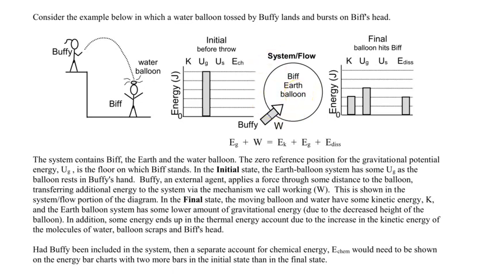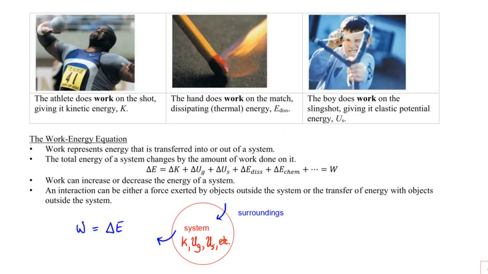So in this particular case, Buffy is the object on the outside that is exerting a force on the balloon and causing energy to go into the system. So it's really Buffy who is doing work on the balloon, and hence we draw this arrow going into the system to represent the flow of energy into the system. And this is called work.